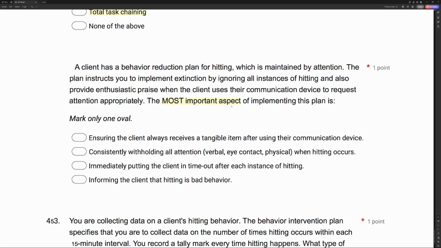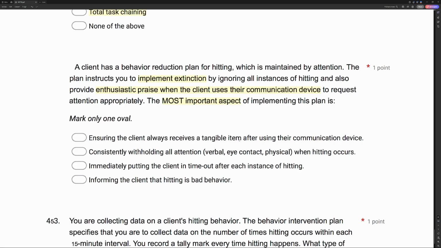So it's not saying that some aspects aren't important. They're asking about the most important. And regardless, we're always looking for the best answer. So if we have a behavior reduction plan for hitting, which is maintained by attention, and you're supposed to implement extinction and then also praise a replacement behavior, what's going to be the most important aspect of this extinction and differential reinforcement procedure? A, ensuring the client always receives a tangible item after using their communication device.